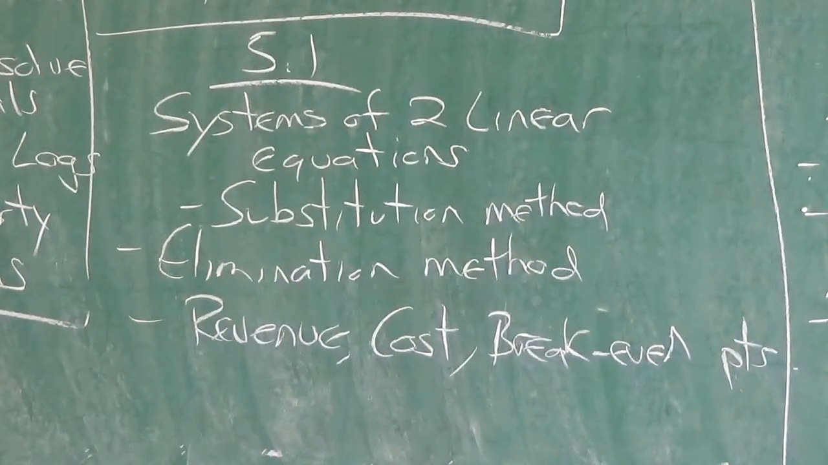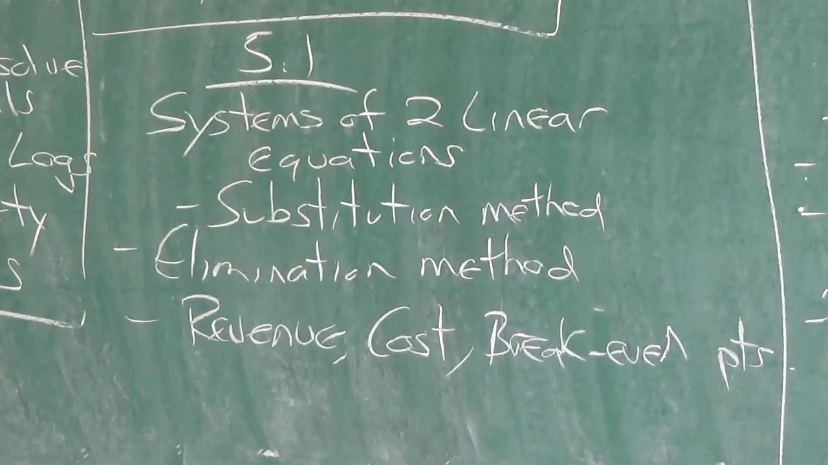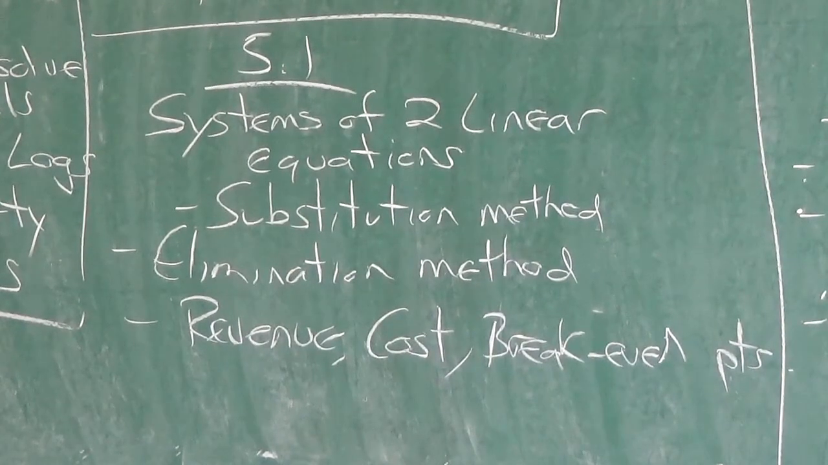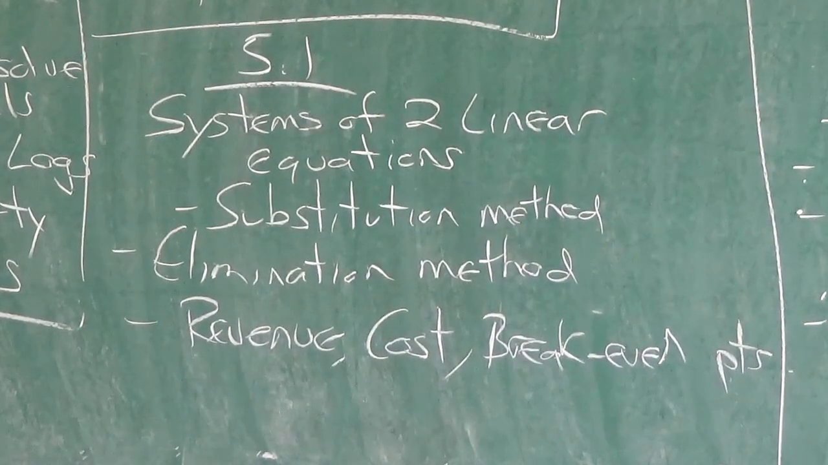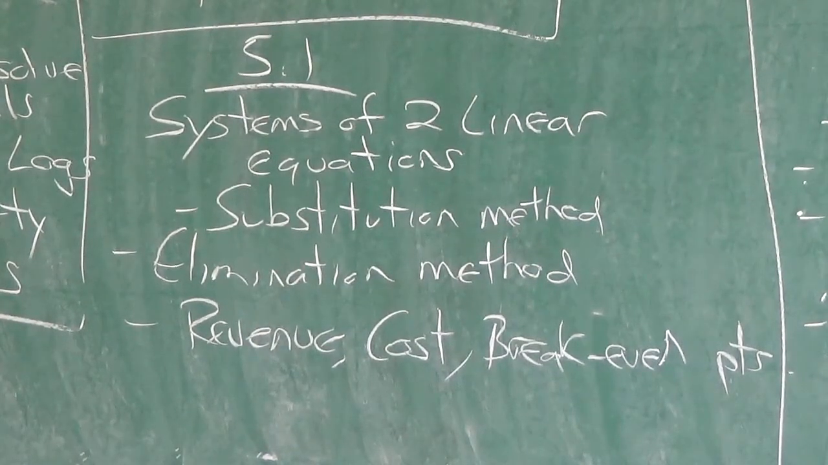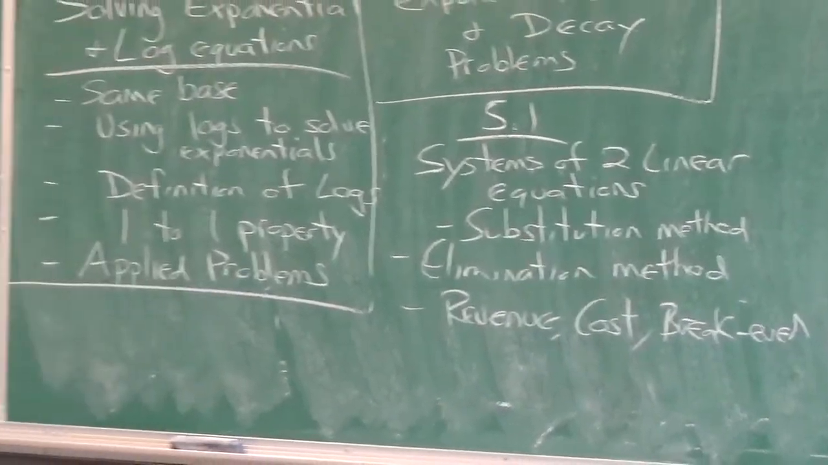Okay, getting into chapter 5, we are now dealing with systems of linear equations, and we get a couple nonlinear equations when we get into 5.4. But in 5.1, we're going to start with two equations with two unknowns, and we're going to have two different methods of solving those, the substitution method and the elimination method. Revenue, cost, and break even is an application of one or both of those methods.